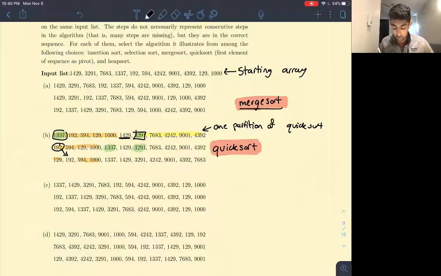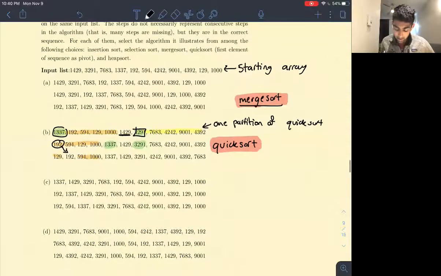But let's justify that for ourselves. What we can see here is that the first thing that changes is that 1337 moves to the front. For 1337 to move to the front, we see that it compared itself to 7683, 3291, and 1429, and it was less than all of them, so it swapped all the way here. And then we can also notice that none of these other elements have changed. So with that in mind, all we did up to this point is that we looked at 1429, 3291, 7683, and 1337 in insertion sort.